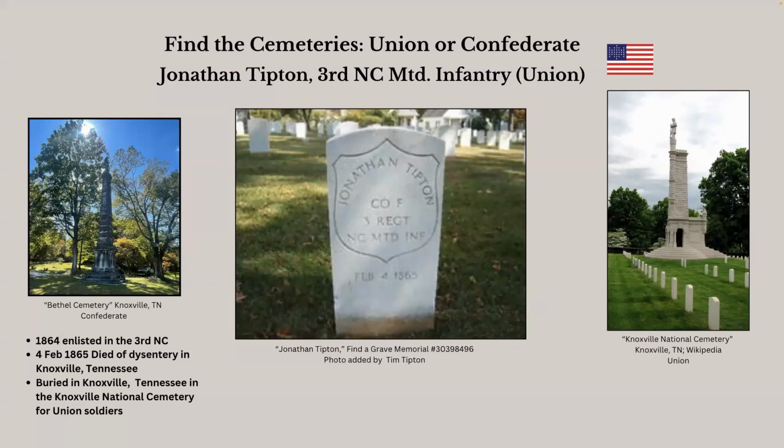Knoxville was occupied by the Confederacy until September of 1863 when it was taken over by federal troops. So after the war was over, the federal government started locating all the Union dead that were buried around Knoxville, and they reinterred them in the new Knoxville National Cemetery. But Confederates were not allowed to be buried there.